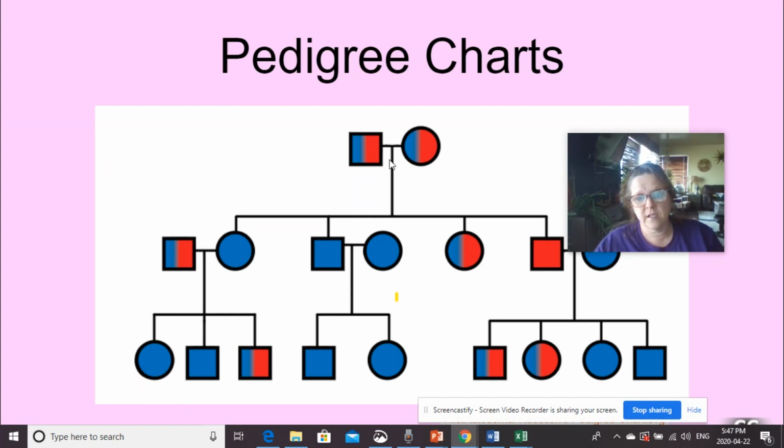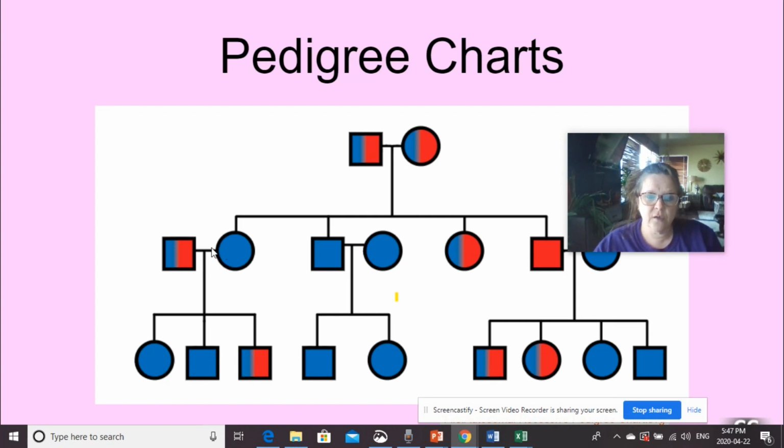This line is for their children. Now the lines down from it indicate their children. So they had a girl and they had a boy and they had another girl and they had a boy. So they had 4 children. Now these children had spouses.